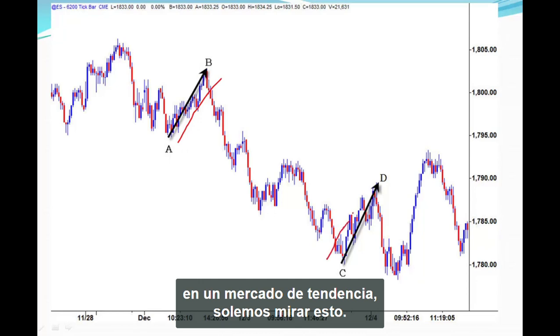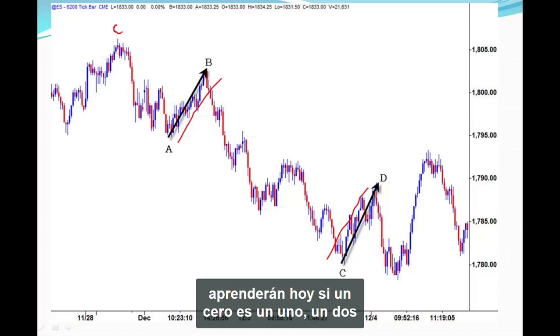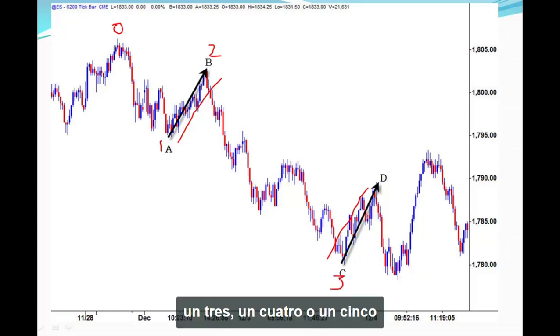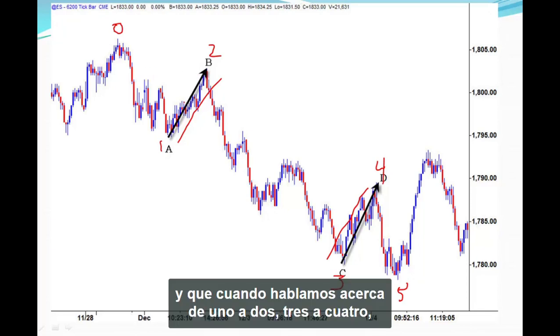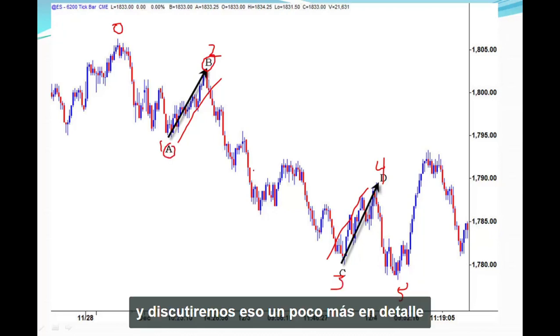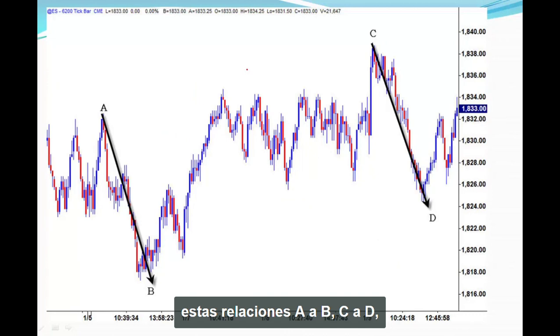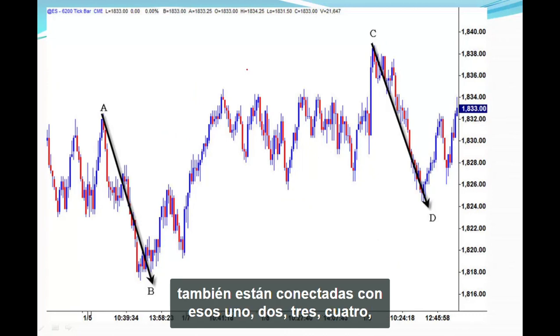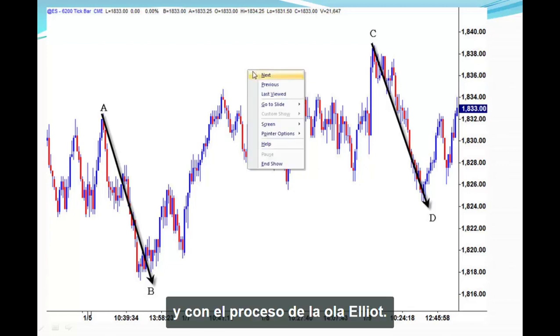In a trending market, we tend to look at this, and this works out to be more of an Elliott, and you're going to learn today what a 0, a 1, a 2, a 3, a 4, and a 5 is. When we talk about the 1 to 2, 3 to 4, I want you to keep in mind the A to B, C to D, and we're going to discuss that a little bit more in detail as we approach each slide going forward. So keep that in mind. In a trending market, these A to B, C to D relationships are also tied into those 1, 2, 3, 4 and the Elliott wave process.